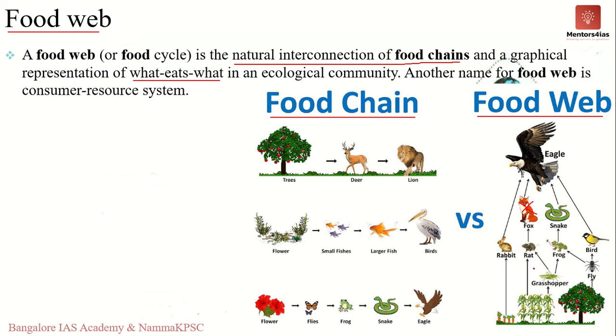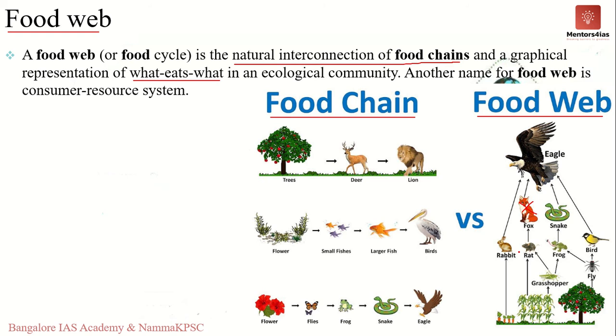Now this is nothing but a representational diagram. It is not that all eagles are able to feed on all foxes, but you do have several smaller species of fox on which eagles may also be able to feed. So I hope you understood the difference between a food chain and a food web.